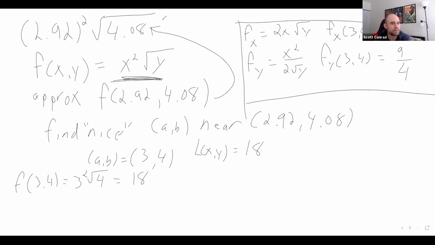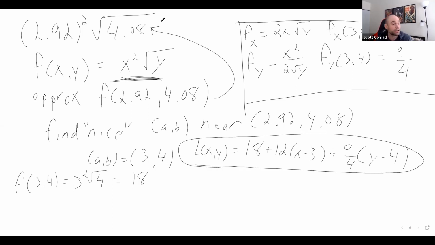So 18 is the value of our function. I'm not going to write that all down. That's fine. Plus the partial with respect to x at (3, 4), which we said was 12, times x minus a, which we said is 3, plus the partial with respect to y at (3, 4), 9 over 4, times y minus b, which is 4. So that's a linearization.